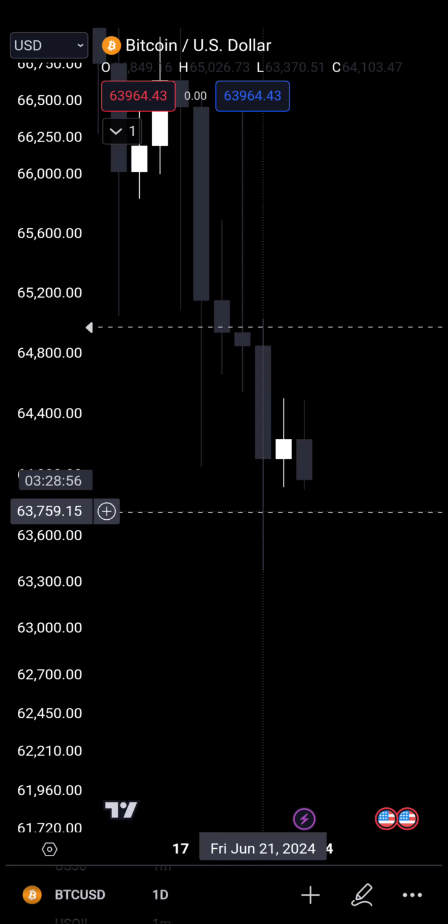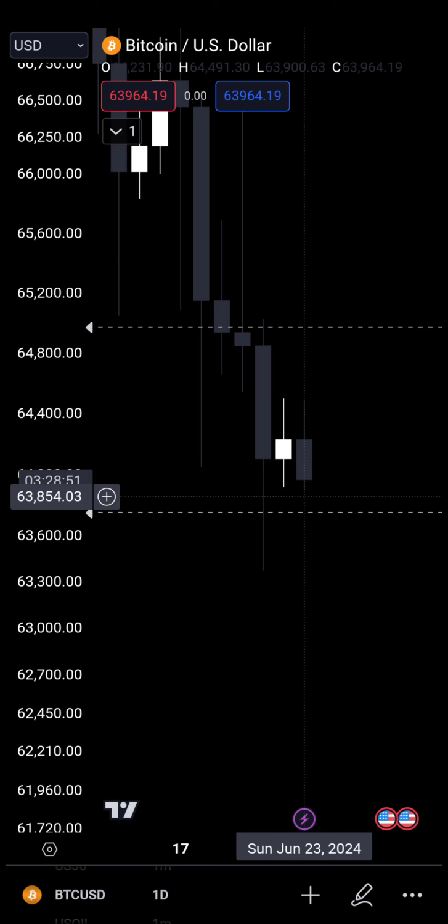Worst case scenario, it'll be at consequent encroachment, which is 50% of this wick. So that's why I still see price pushing down. I believe it still could go back up. Okay, let me show you why.